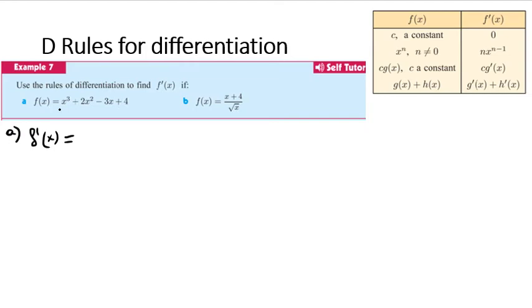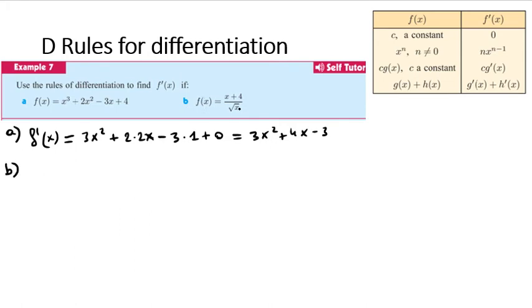and the derivative of f of x is equal to the derivative of x to the power of 3, which is 3x to the power of 2, plus the derivative of 2x to the power of 2, which is 2 times the derivative of x to the power of 2, which is 2x, minus 3 times the derivative of x, which is 1, plus the derivative of 4, which is 0. And that is equal to 3x to the power of 2 plus 4x minus 3. Then we go to B.